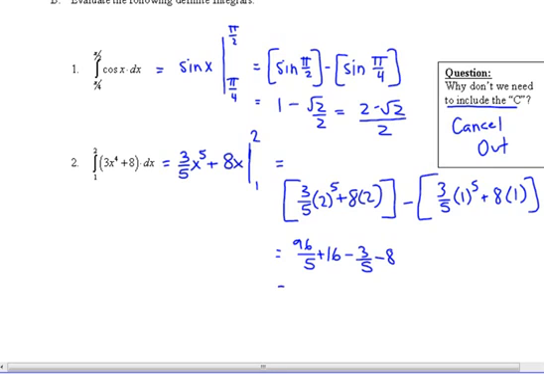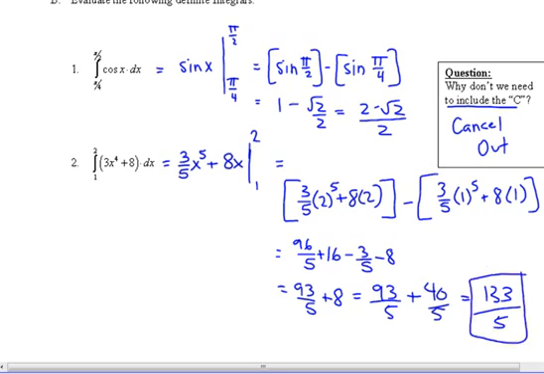Okay, so that gives us 16 minus 8, which is 8. And then 93 over 5. And then 8 is 40 over 5, which equals 133 over 5. Who needs a calculator? Not us. Okay. Hooray!